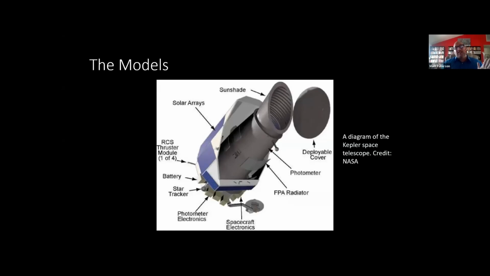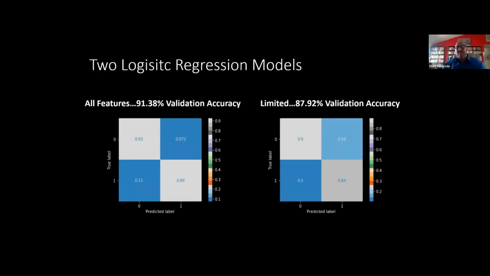So that was the data set. Now we're going to take a look at the model. This is a model of the Kepler satellite. I wish I could say that I drew it. Doesn't really matter. These are the models that I drew.